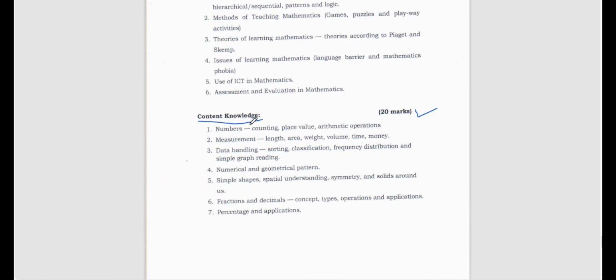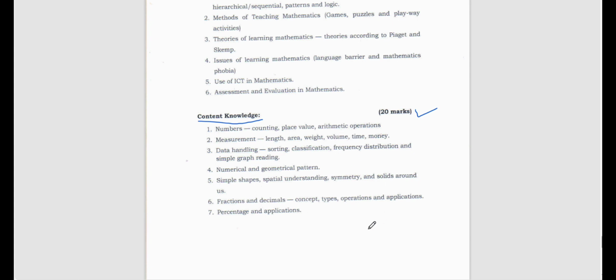When we talk about content knowledge, here the mathematics is there. These parts you might have to solve. But out of 20, even if you know nothing about mathematics, by chance also, if you're solving, you will get at least 5 to 7 marks easily.